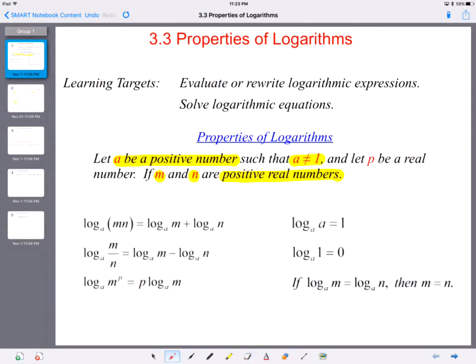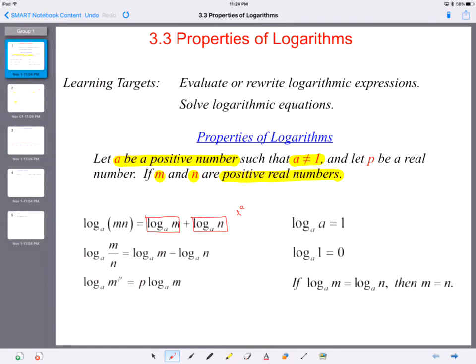The next thing to look at is these properties. Log base a of mn, m times n, you can rewrite as log base a of m plus log base a of n. And the question for me is, well, why? Why can you split those up with addition? Well, remember, a logarithm is an exponent. When do you take two exponents and add them together? We did this the other day.